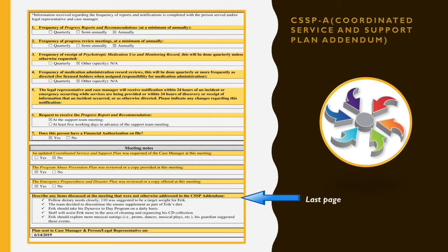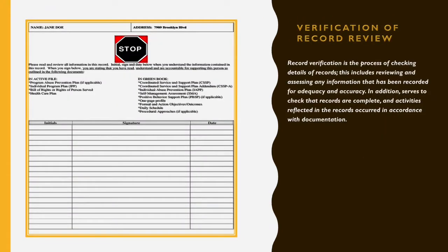This particular addendum should be mailed to the team. And there's a date located there, and that date should indicate when, after the annual, this particular document was updated, enforced, and mailed to the team. Next, we have the verification of record review. This particular document is in place, and it's inserted in the individual chart.